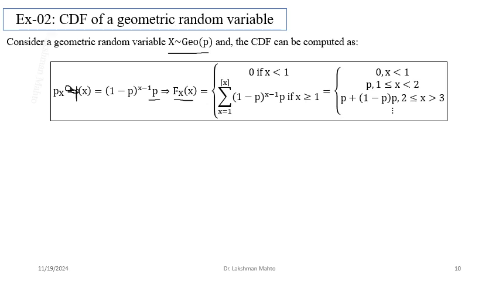If you take x between 2 and 3, what does it mean? You are summing the probability when x is taking a value between 2 and 3. When x equal to 1, the probability is P. When x equal to 2, what is the probability? 1 minus p times p. You have to sum all these. This is the value of the sum of probability up to x. And likewise, there are various branches.